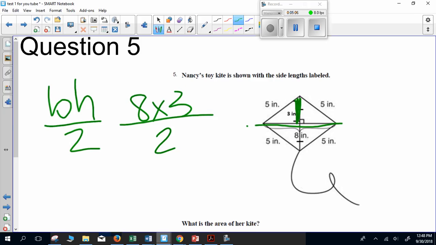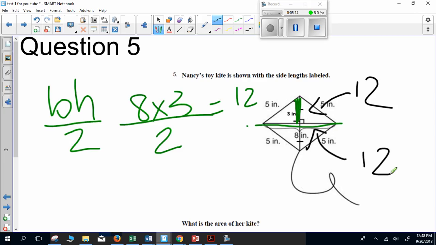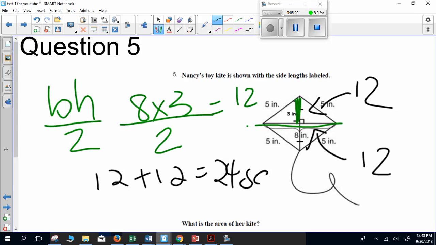So base times height divided by 2 equals 12. The top part of my triangle is 12. The bottom part of my triangle is also 12. So 12 plus 12 equals 24 square inches.